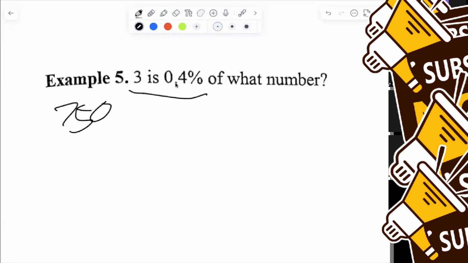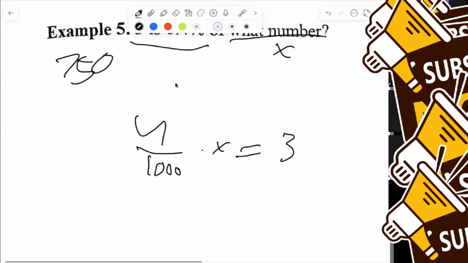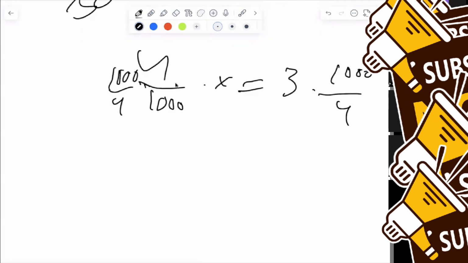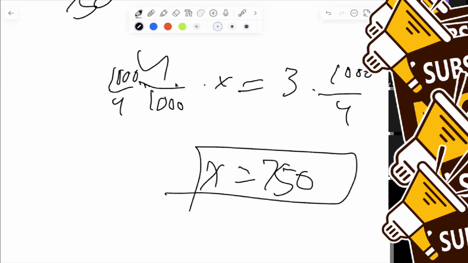3 is 0.4% of what number? Now, this is just four thousandths times x. Let's say that number is x, is equal to 3. Now we multiply both sides by 100,000 divided by 4. This gives you 300,000, 3,000 divided by 4 is 750, or x equals 750. And that's your answer. Alright?